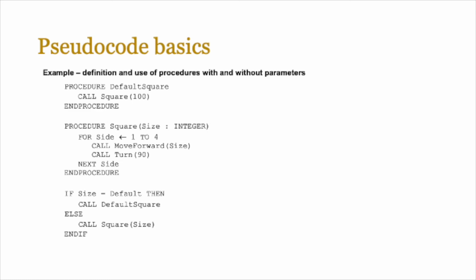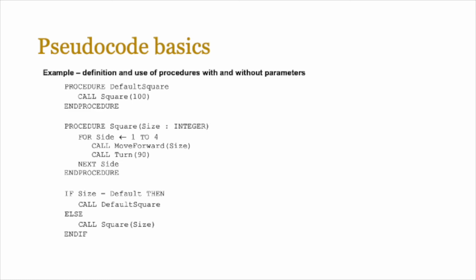And to call a procedure, you'll simply use the command word call, and you can say, well, call another procedure called square, and the square's parameter, the value you're going to send to that procedure is 100. End procedure needs to always be used in pseudocode. You can't just start a procedure and not end it, so just be aware of that.